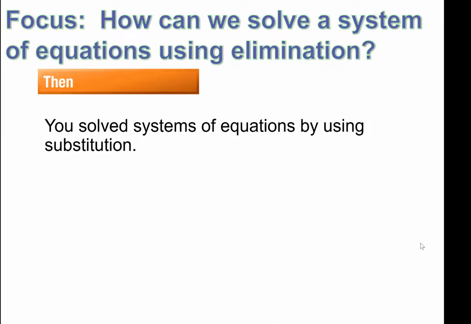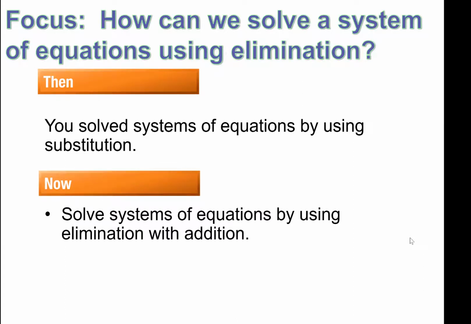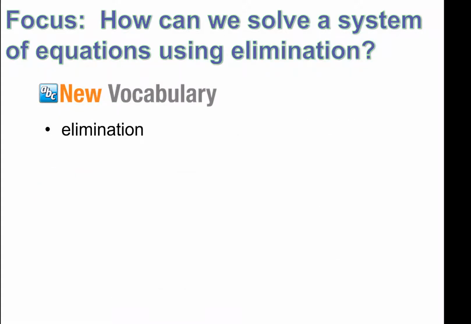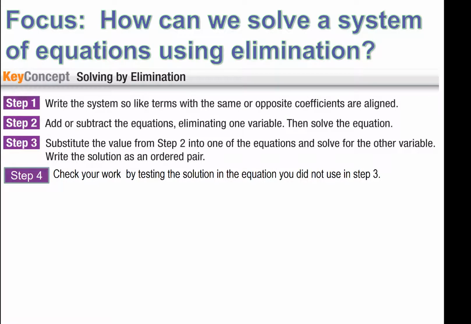We've looked at solving systems of equations using substitution. Now, we're going to look at solving a system of equations using elimination with addition and then subtraction. So our new vocabulary is elimination. When we eliminate a variable, we're going to cancel out that variable so we can solve for the other variable.